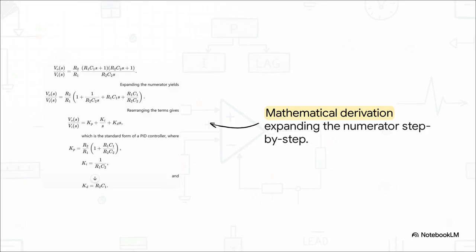And of course, the exactness of our schematic directly dictates the math. By systematically expanding the numerator of our parallel circuit step by step, we pull out the R and C values. We rearrange those terms, and suddenly, boom, the standard form of a PID controller emerges, Kp plus Ki over S plus Kd times S. And if you look at the bottom, this explicitly defines our Kp, Ki, and Kd constants based entirely on our specific R1, C1, R2, and C2 values. It all just falls perfectly out of the math.